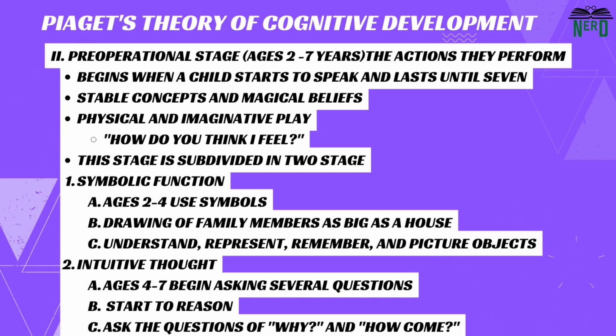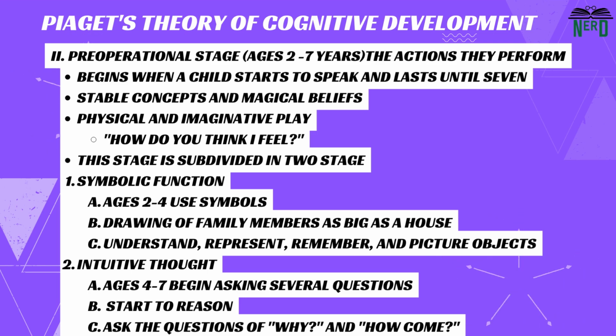The child can form stable concepts and magical beliefs, like magical thinking. During this phase, you will see increased physical and imaginative play. Since children still find it difficult to see things from a different perspective, be cautious when asking, "How do you think I feel?"